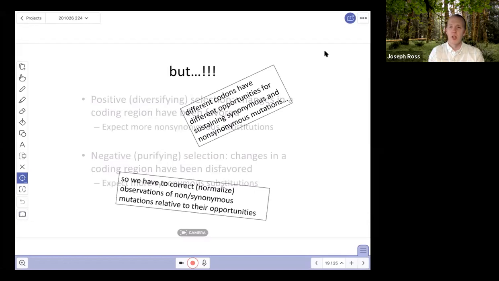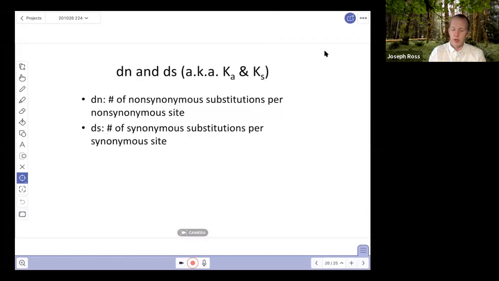So what we have to do with those raw numbers of just looking at how many non-synonymous mutations there are and how many synonymous mutations there are, we have to normalize those values by the opportunity for mutations to have been synonymous or non-synonymous. So I'll explain that in a little bit more detail. What we're going to be looking at is this really critical concept of measuring positive and negative selection using these values that are referred to as dN and dS. dN is also sometimes called Ka, and dS is sometimes called Ks.